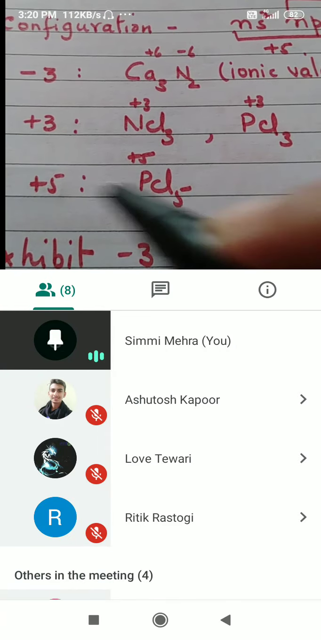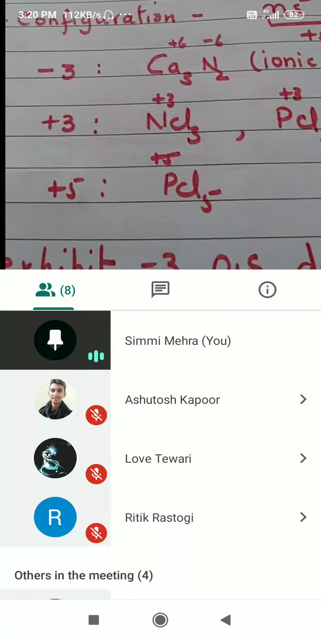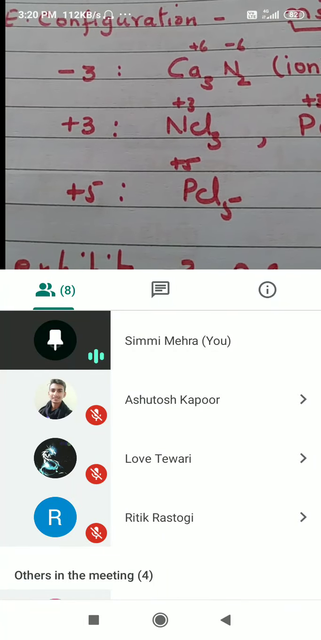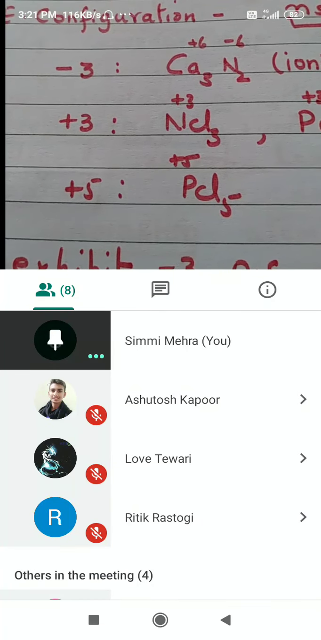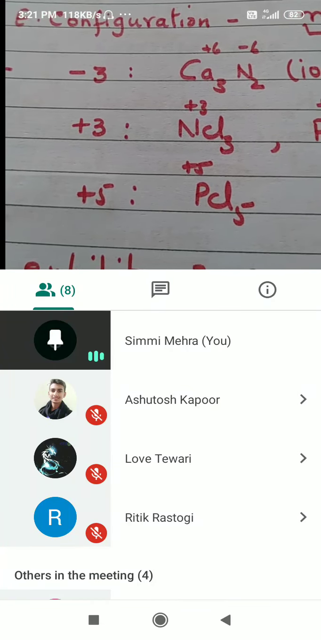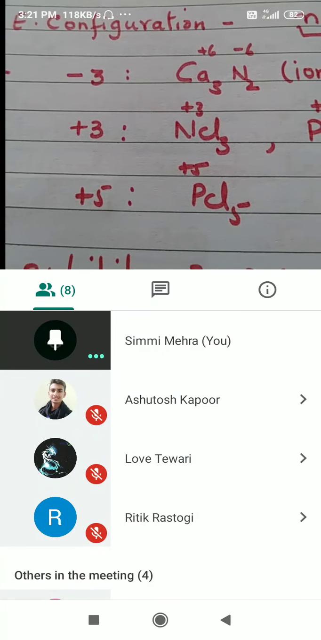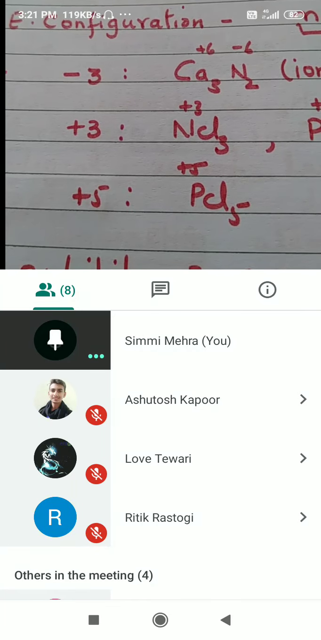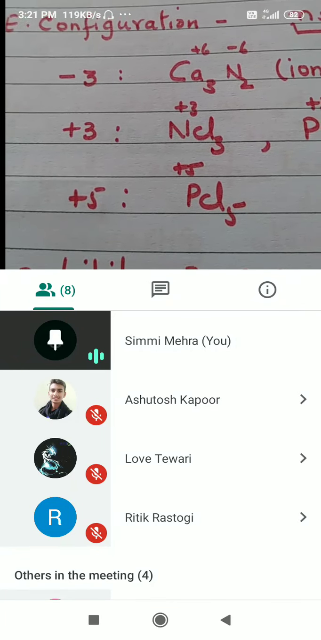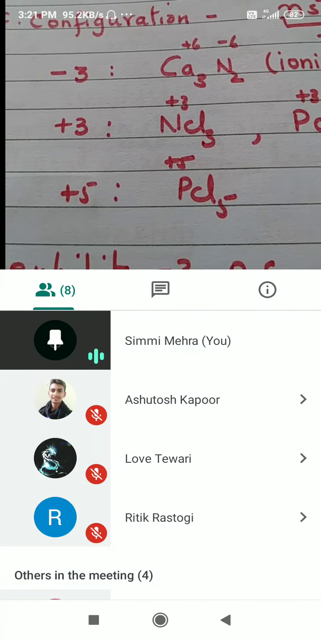In PCl5, +5. Here one reasoning question is asked: PCl5 is known, but NCl5 is not known. Can you answer this question? PCl5 is known, but NCl5 is not known. Is PCl5 covalent or ionic? What type of bonding is there in PCl5?